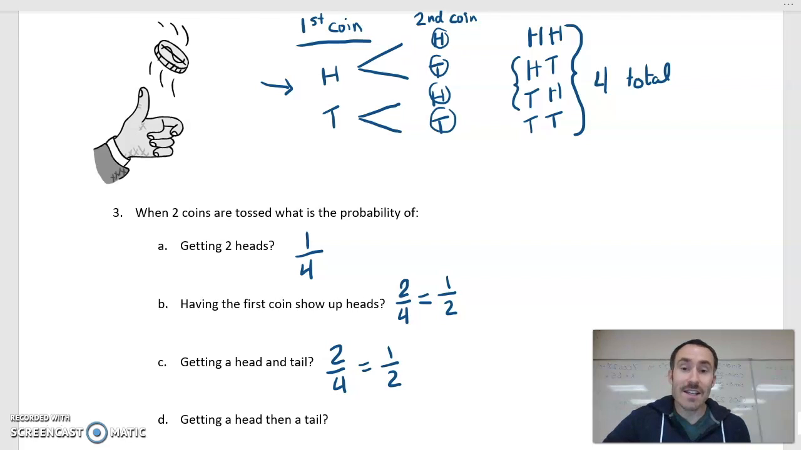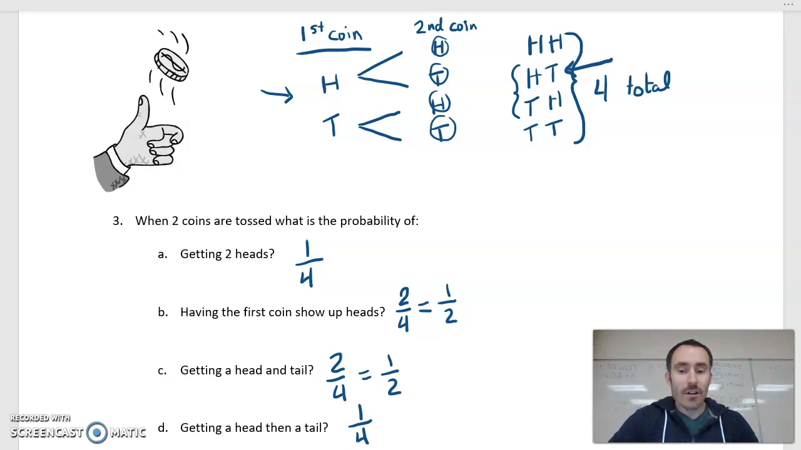And finally, getting a head, then a tail. So that's a specific one. It's not just getting a head and a tail, it's getting a head, then a tail. And that's only this one outcome right over here, getting a head, then a tail. So there's only one possibility there. 1 out of 4 is a head, then a tail.